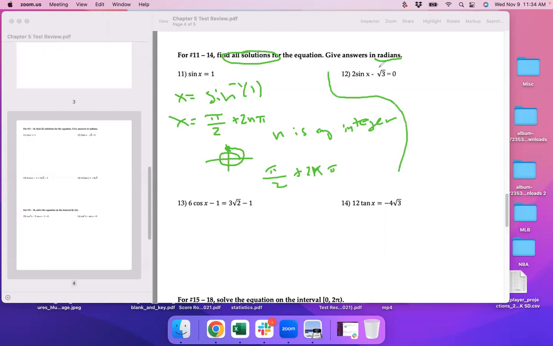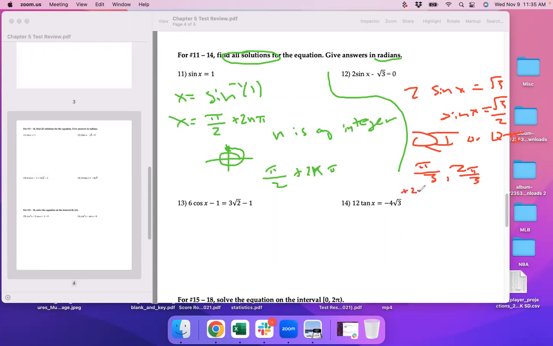Take a look at 15. Sorry, number 12. You have 2 sine x equals root 3. Sine x equals root 3 over 2. Now that happens in 2 quadrants, in Q1 and Q2. That's going to happen, I believe, at pi over 3 and 2 pi over 3. And you put plus 2n pi next to each one. That's all.